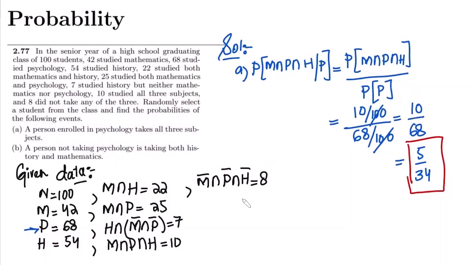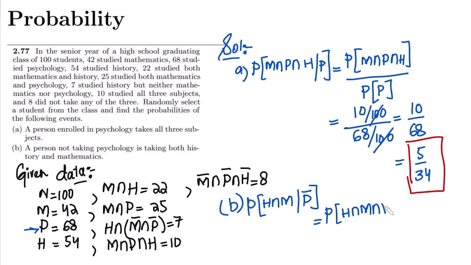Similarly, now solving part B of it. What is given? A person not taking psychology is taking both history and mathematics. Okay, so I have to find the probability that he has opted for history and mathematics, given that he is not taking psychology. So what would it be? By using the conditional probability, I have to find the probability of taking history and mathematics and not psychology, divided by the probability that he is not taking psychology.